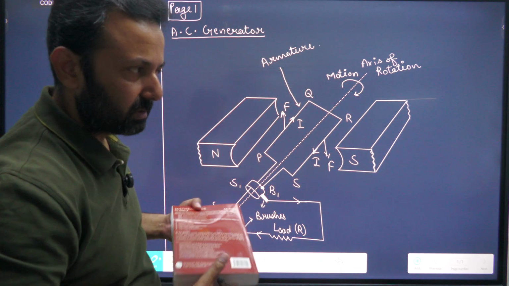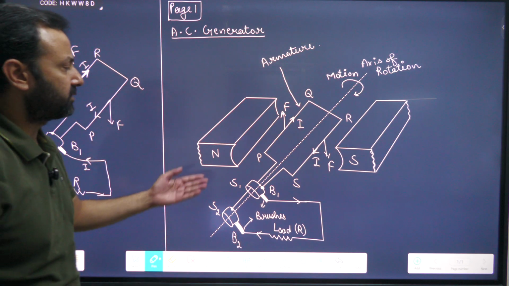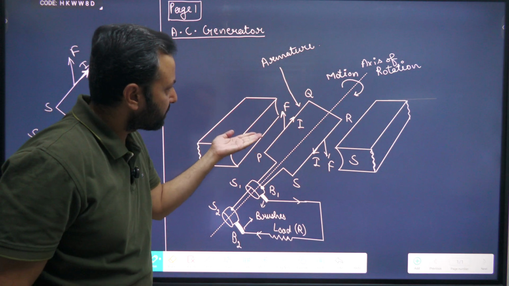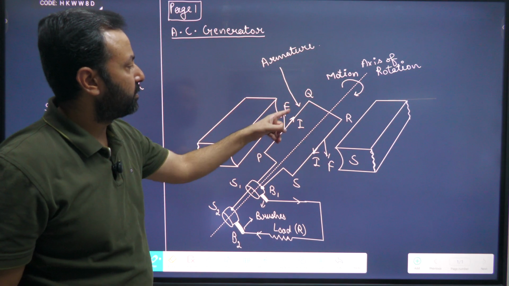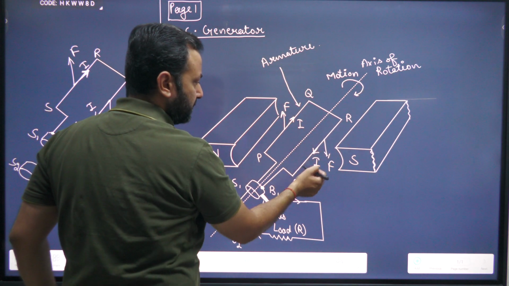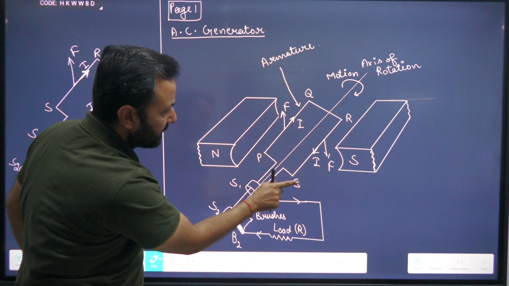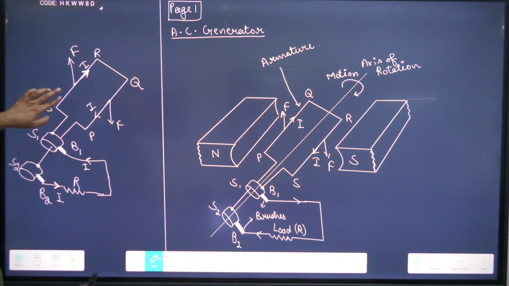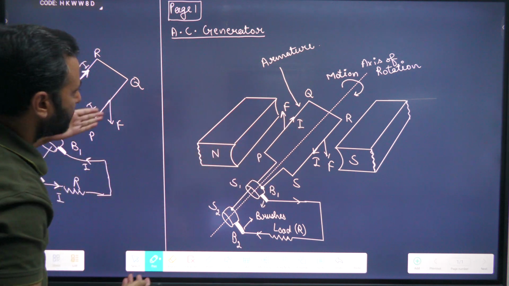I am just telling you what is going to happen after half cycle. For the first half cycle, this PQ is experiencing force like this, and current is from P to Q, and in RS, current is from R to S. And after the first half cycle, this SR will come here, and this PQ will come here.